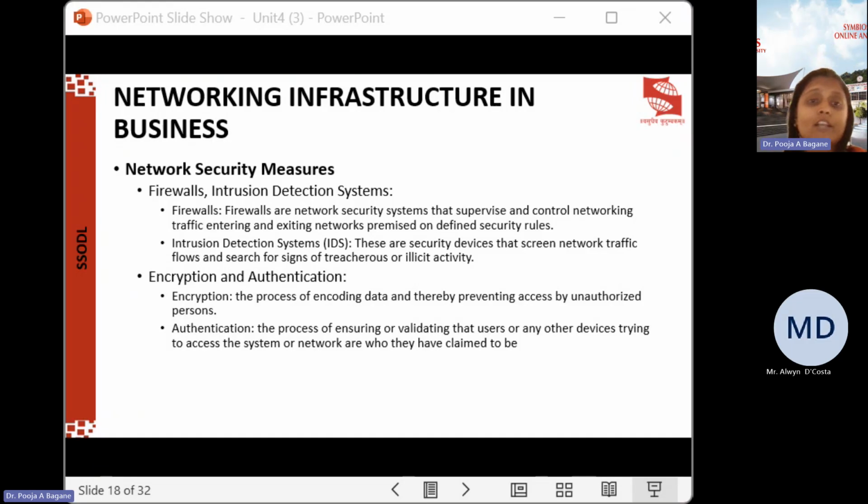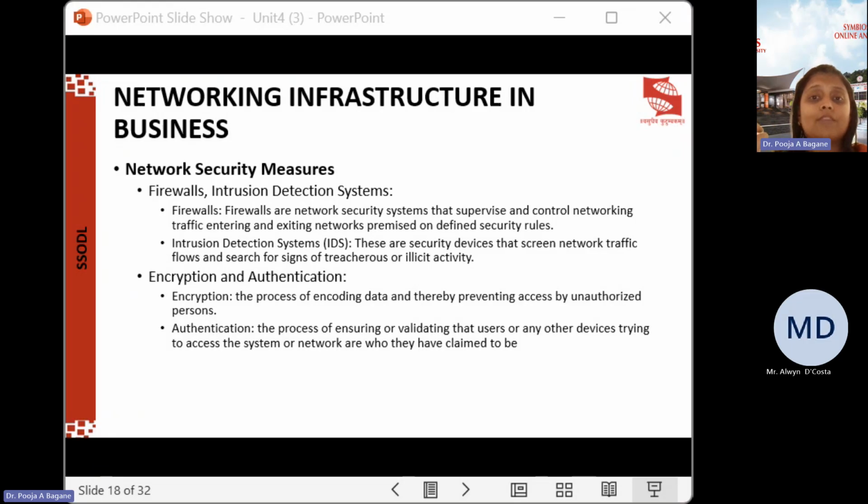Then there is the intrusion detection system. Intrusion detection systems are security devices that screen network traffic flows, searching for signs of illicit activities, data breaches, or any malicious activity. This system analyzes network packets and log files to determine intruder action, malicious action, or safety infringement.